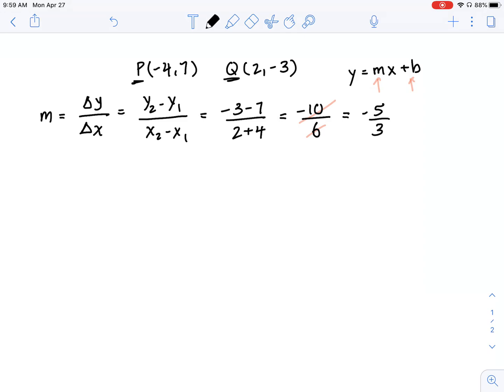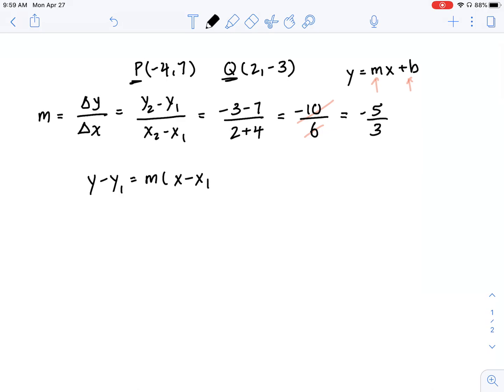Now that we have our slope and 2 points, we can plug in these values into point slope, which is y minus y1 equals m times x minus x1. Let's use point Q as y1 and x1. That's going to be y minus -3, which is y plus 3, equals -5 over 3, which is our slope, times x minus 2.